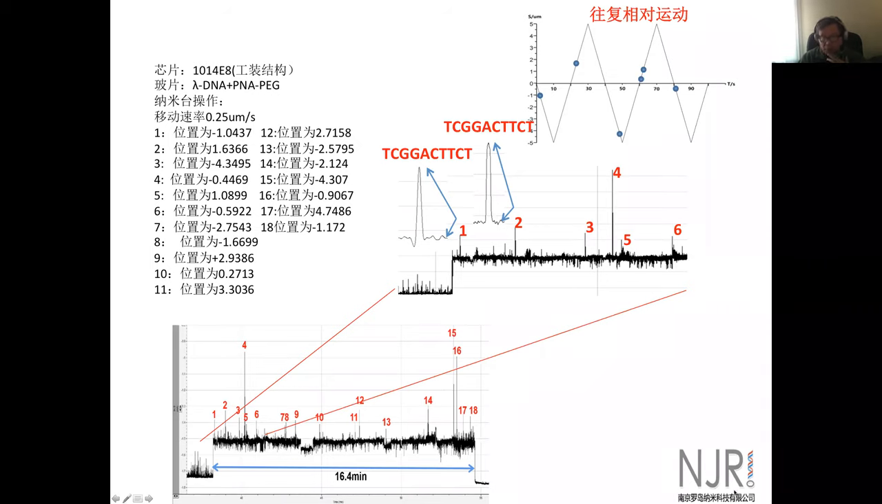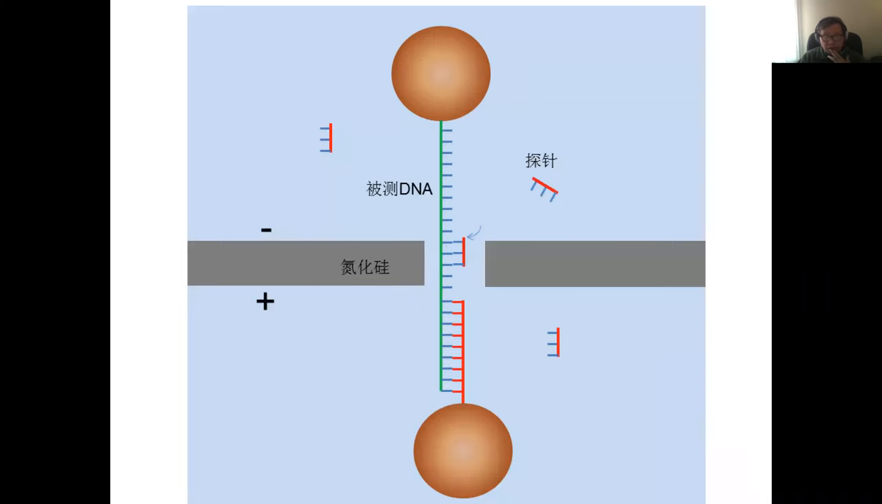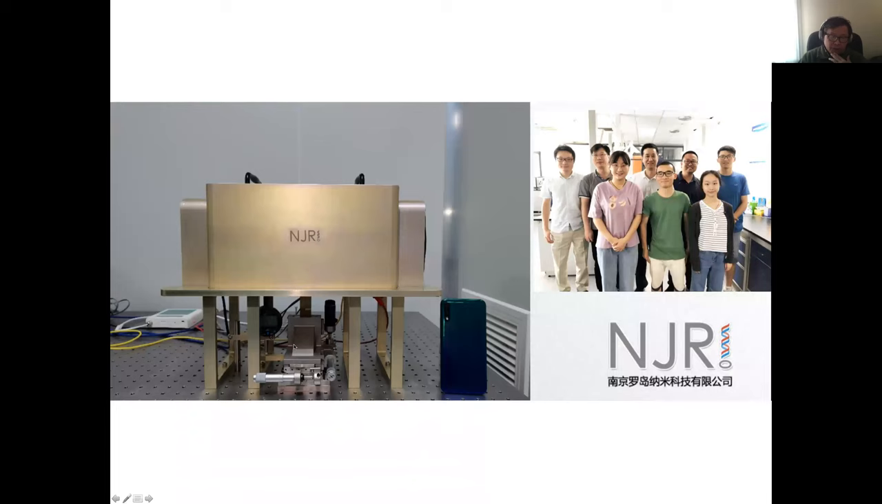So this work was done by a startup company in China, which I helped start. The basic idea is illustrated in this picture. You can pause the video to take a quick look. The first prototype has been built by this company in China, Nanjing Nanopore Nanotechnology Company. This is the team led by Dr. Hu and his teammates in China.